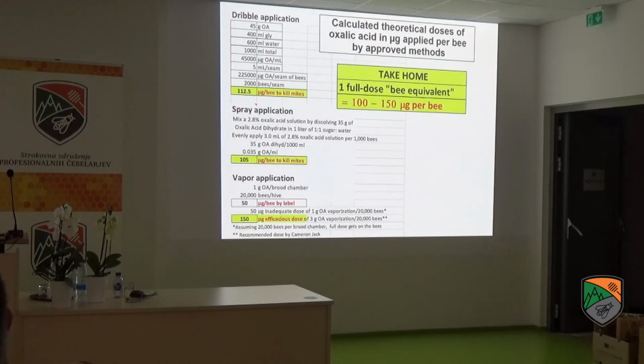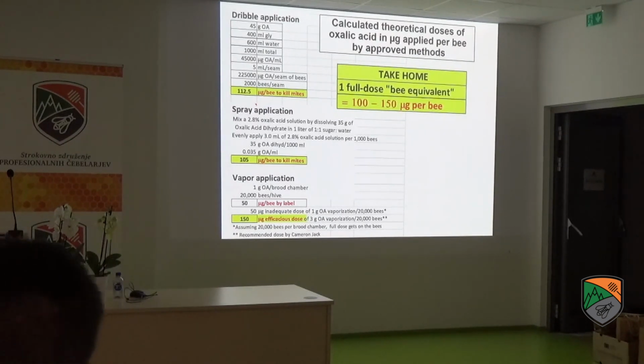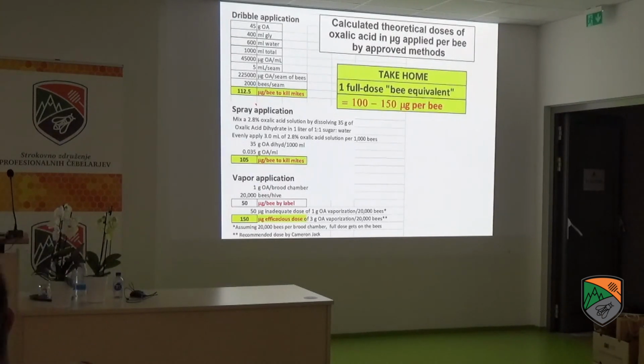And with the vapor application, if you're applying 1 gram per brood chamber, the approved dose, that's 50. But we already know that's inadequate. You really have to have 2 to 3 times that much. So it brings us right back up to that 100 to 150 micrograms per bee. So the bottom line is, on the approved doses, the theoretical amount that you apply to all the bees in the hive is in that roughly 100 micrograms range.